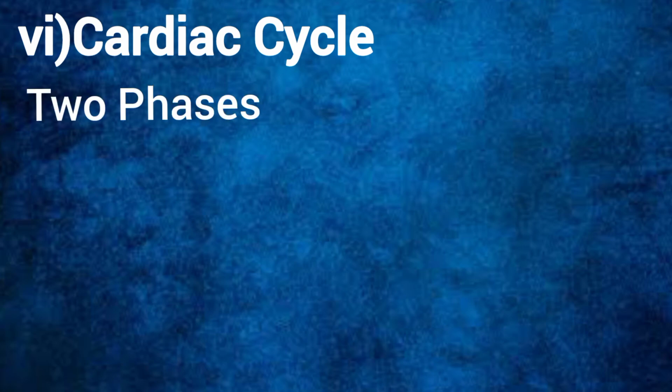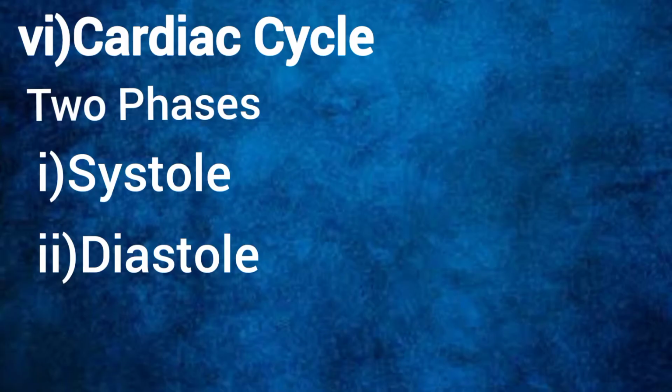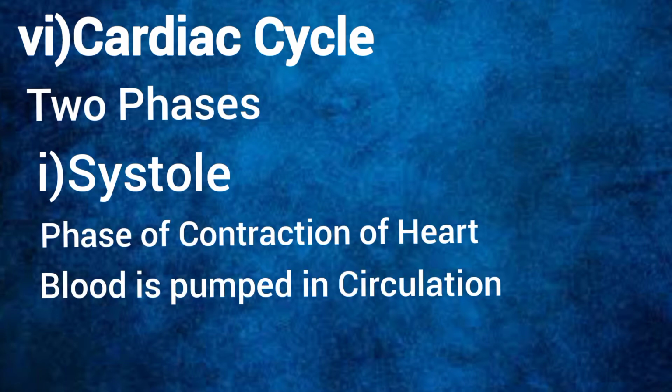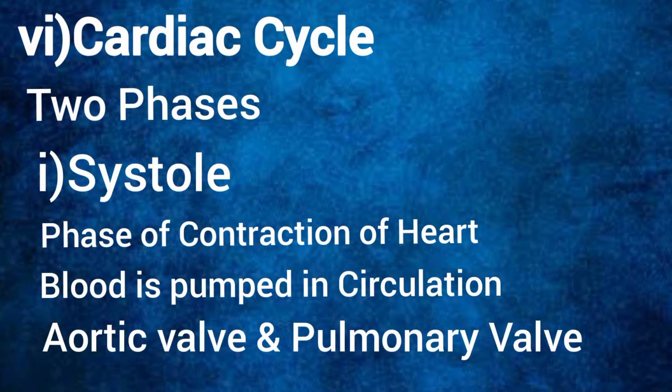Now discuss the cardiac cycle. Cardiac cycle has two phases. Number 1 systole, number 2 diastole. Systole is a phase of contraction in which the heart pumps the blood into the circulation. Two valves open in this phase and two close in this phase.